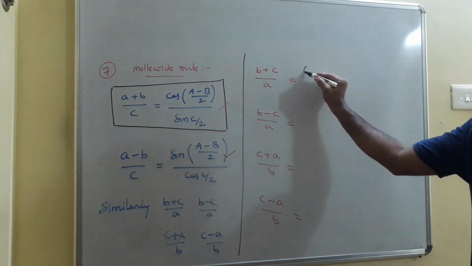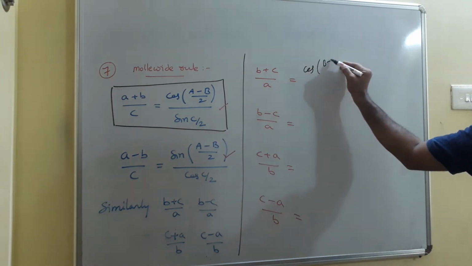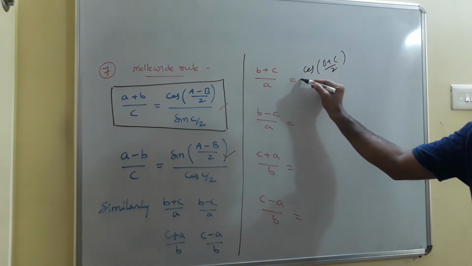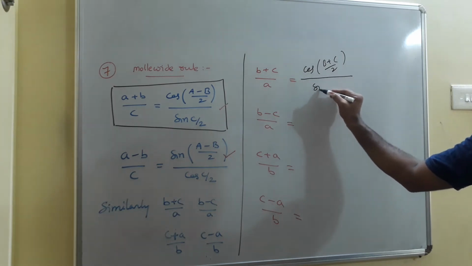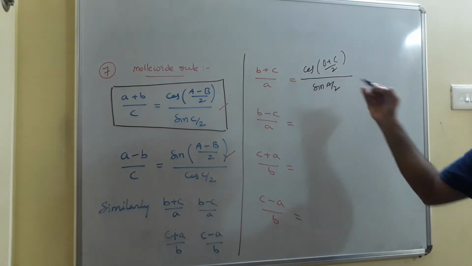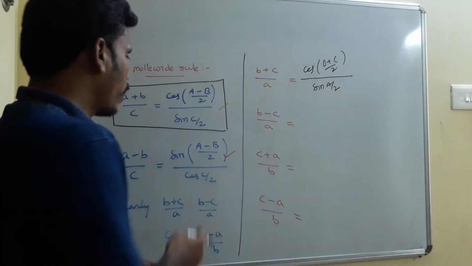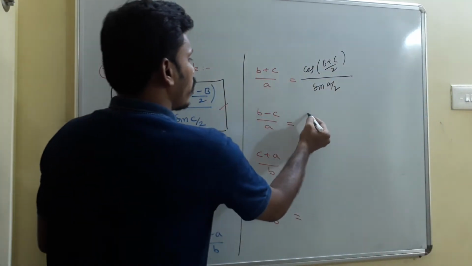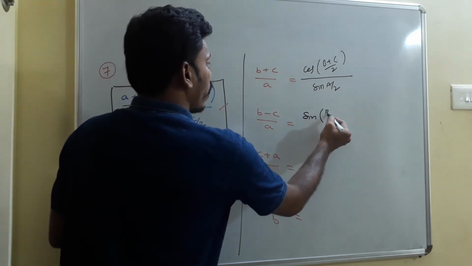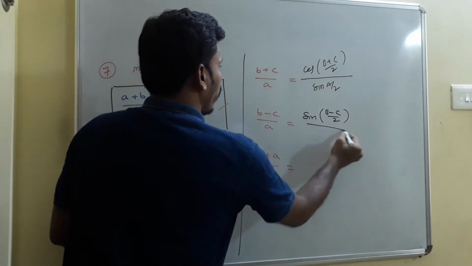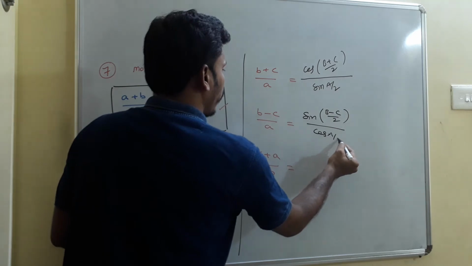So I need to write it like this: cos((b + c)/2) divided by, denominator is sin, so sin(a/2). In the same way, if you think for (b − c)/a, now the numerator is sin, denominator is cos, so sin((b − c)/2) divided by cos(a/2).